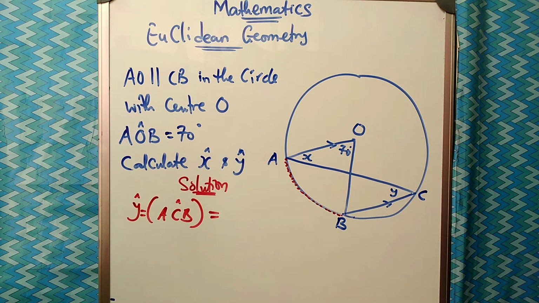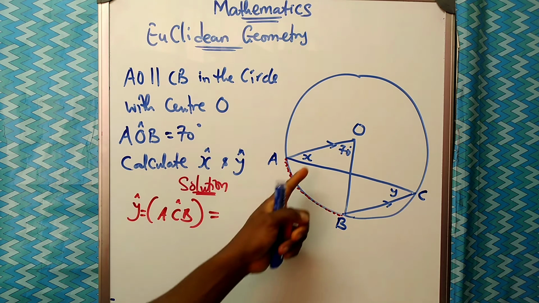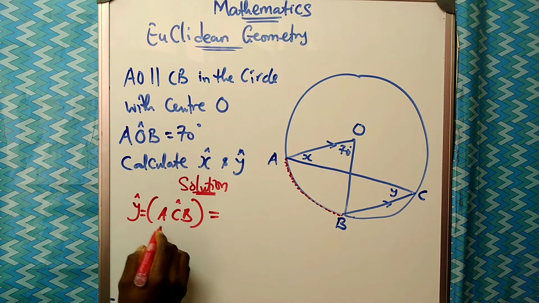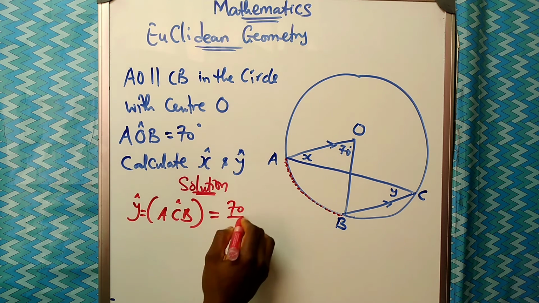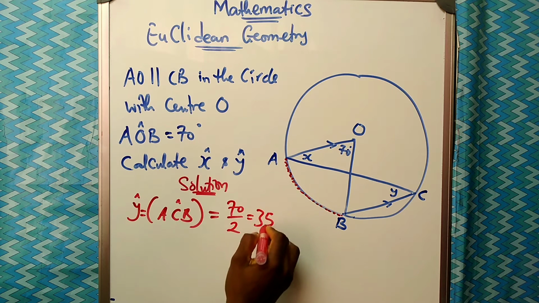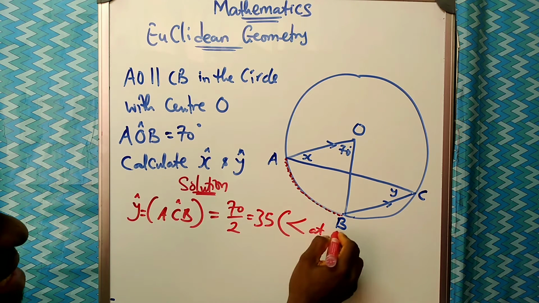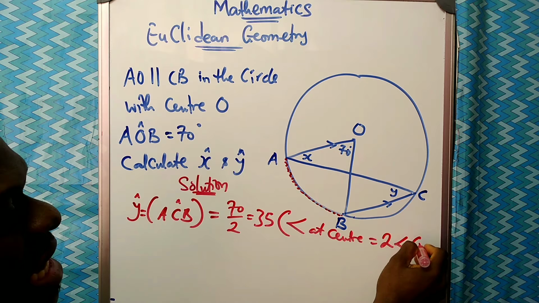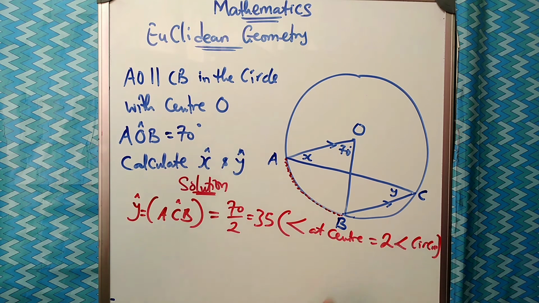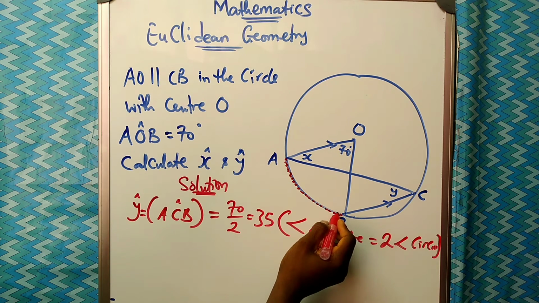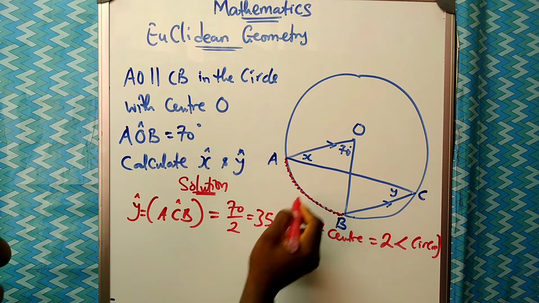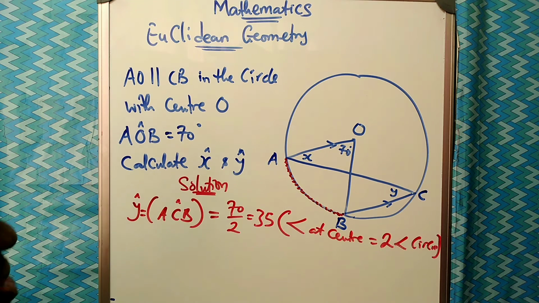Remember, one of the theorems states that the angle at the center is twice the angle at the circumference. So my angle y, which is angle ACB, is going to be 70 over 2, which is 35, and the reason is angle at center equals 2 angle at circumference. Please note the reason is that they are subtended by the same arc. We are still going to look at so many questions under Euclidean geometry.